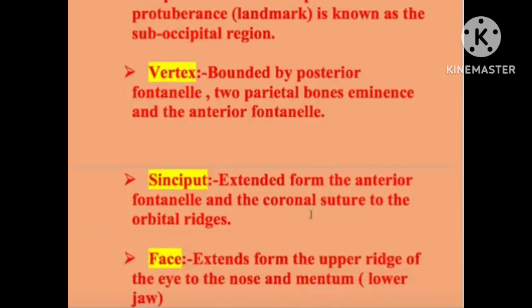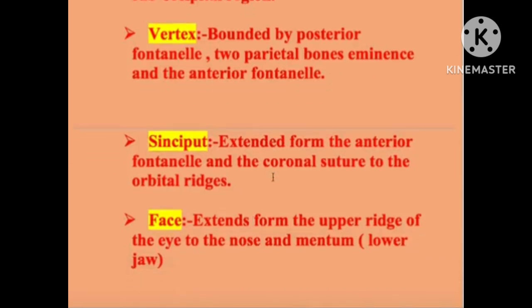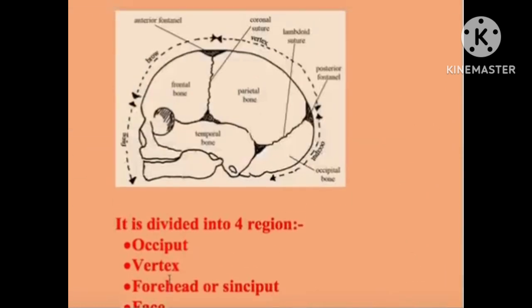Next one is the sinciput. Sinciput extends from the anterior fontanelle and the coronal suture to the orbital ridge. So these are the regions of the fetal skull: occiput, vertex, brow and face. So these are the regions of fetal skull.